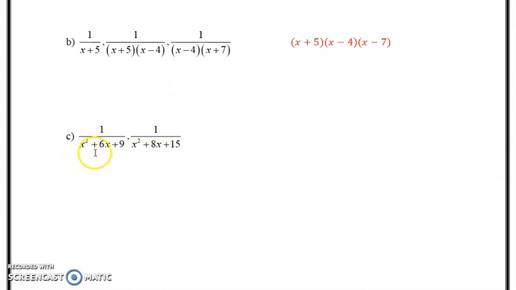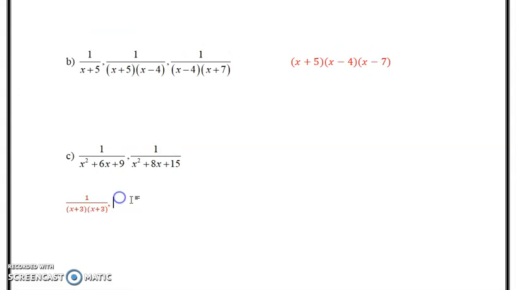Let's take a look at the next one here. We have 1 over x squared plus 6x plus 9 and 1 over x squared plus 8x plus 15. So what you want to do is factor these first before you try to find a common denominator. See if there's any common factors in the denominators. So the first one, we'll factor to x plus 3 times x plus 3 in the denominator. The numerator doesn't change. And then the second one is x plus 3 times x plus 5. Okay, so I just factored them.